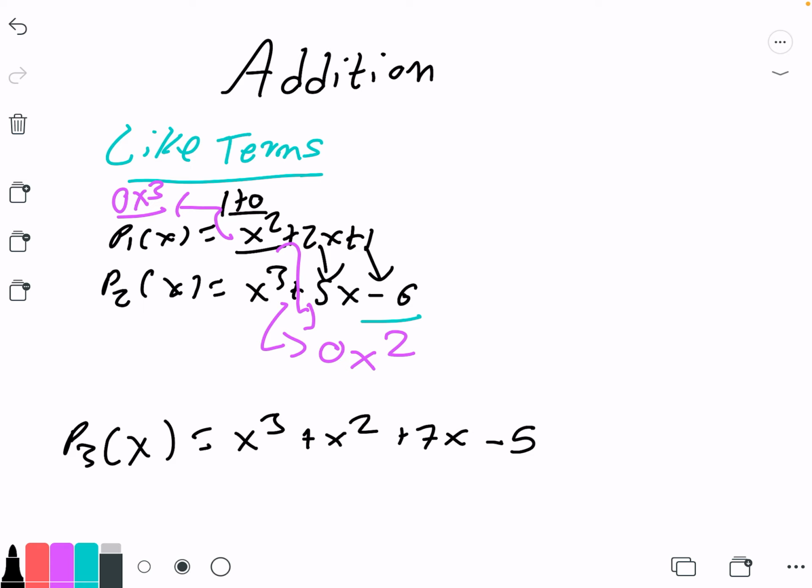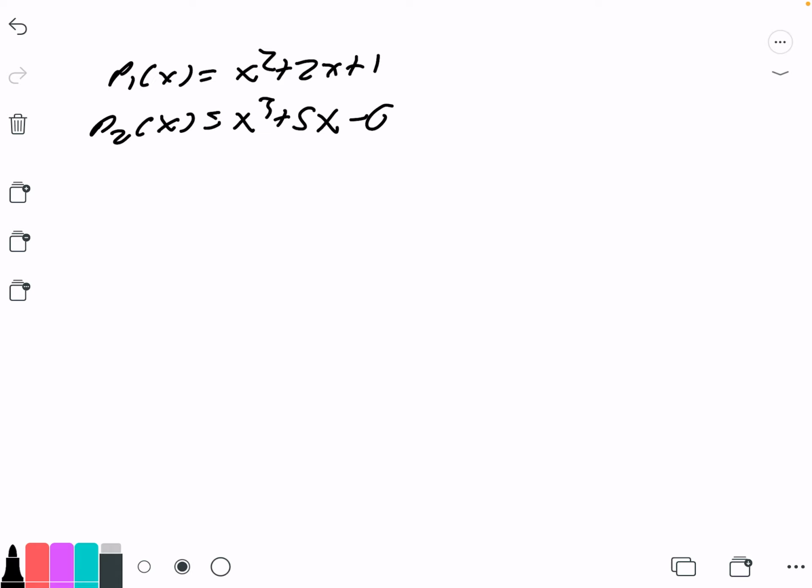So let's go on to subtraction. In this case, let's use the same two polynomials from before. I believe it was x cubed plus 5x minus 6. Okay, so let's compute P2 of x minus P1 of x. So, subtraction.